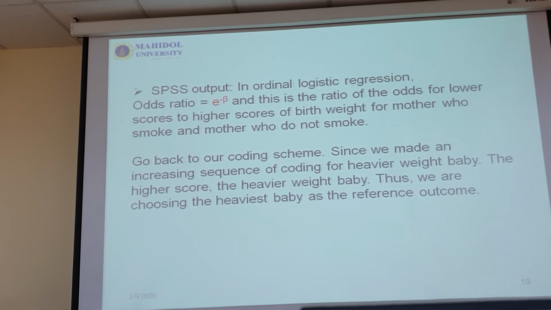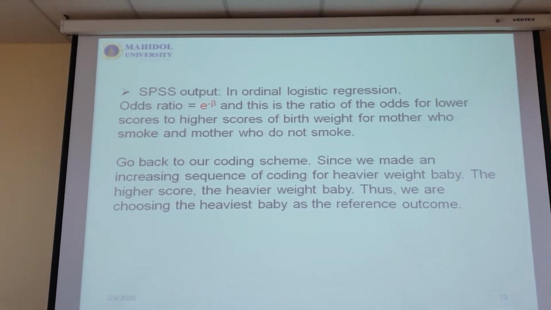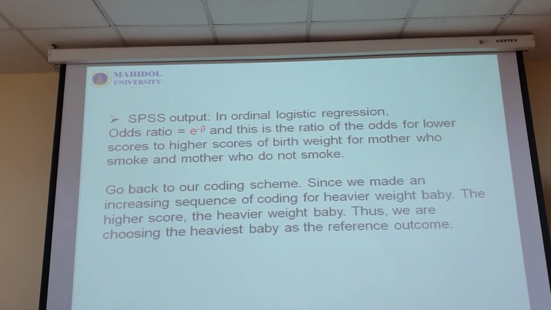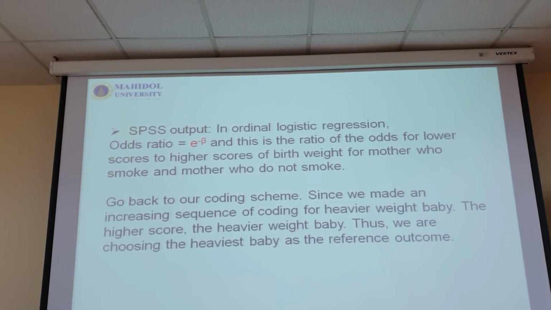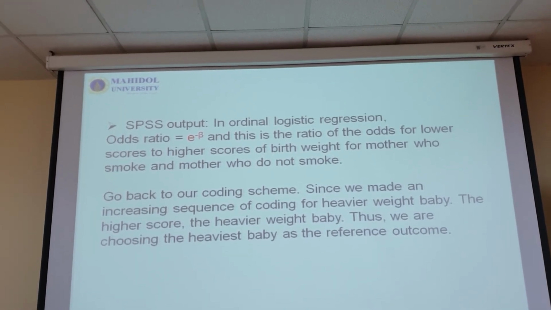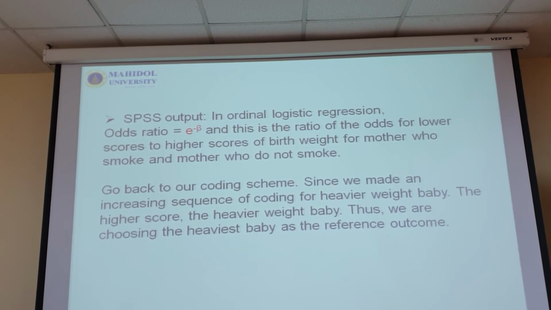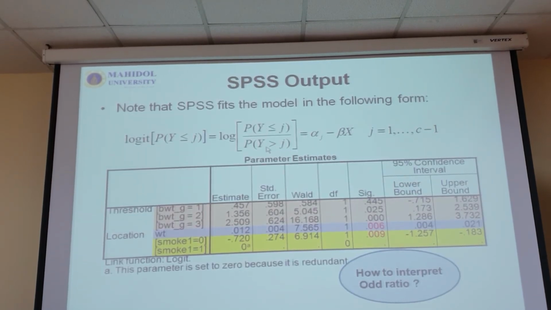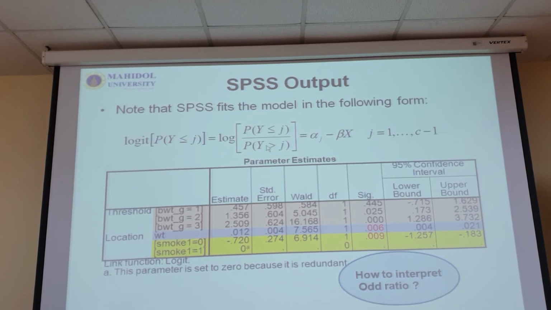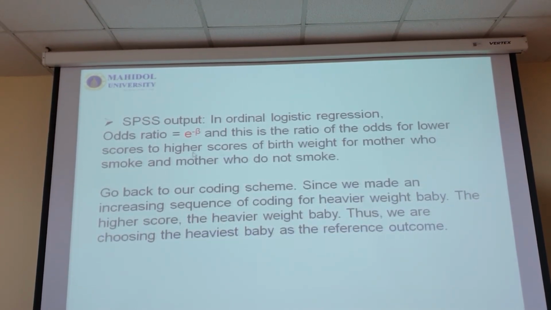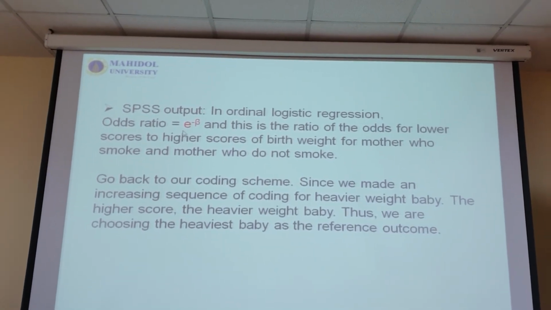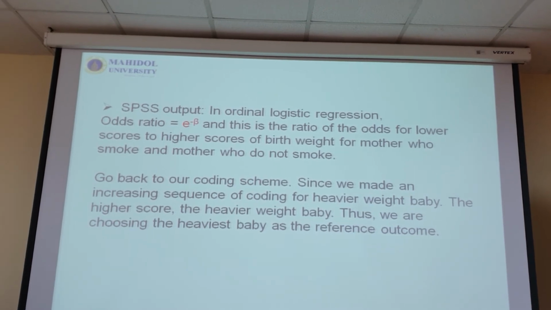Since SPSS will predict the probability of the lower coding, let's say like that, our odds ratio is equal to exponential of minus beta. And this odds ratio is the odds of lower score to higher score. The higher score is the birth weight for mothers who smoke and mothers who do not smoke, if I look at the smoke variable.